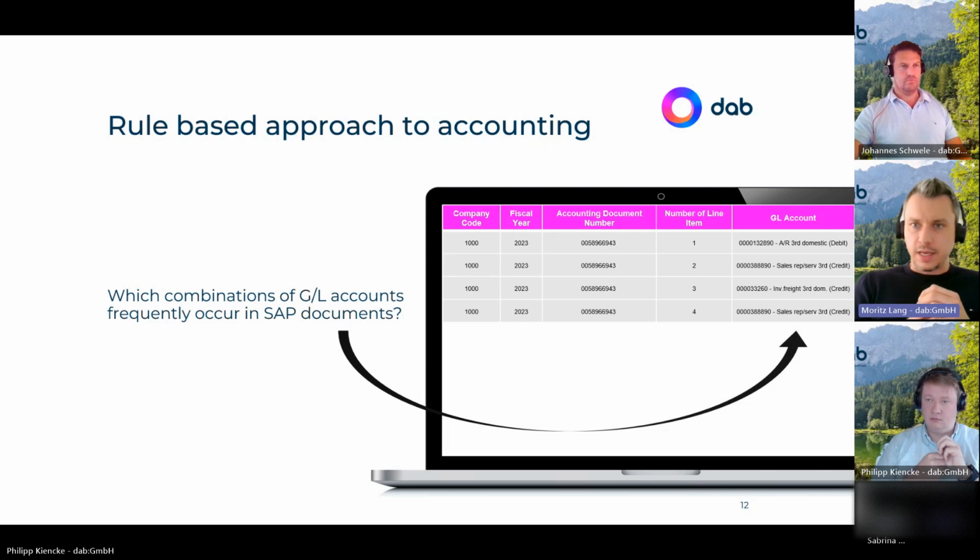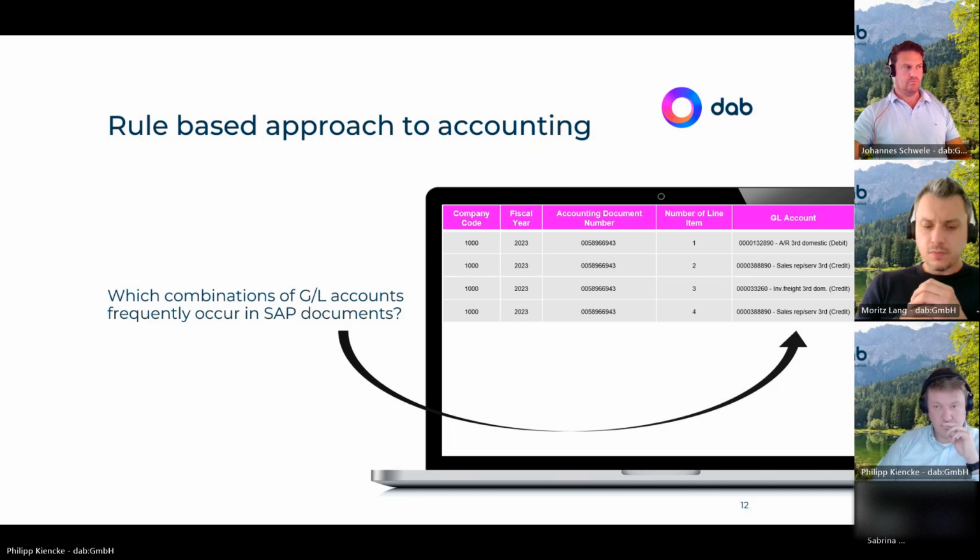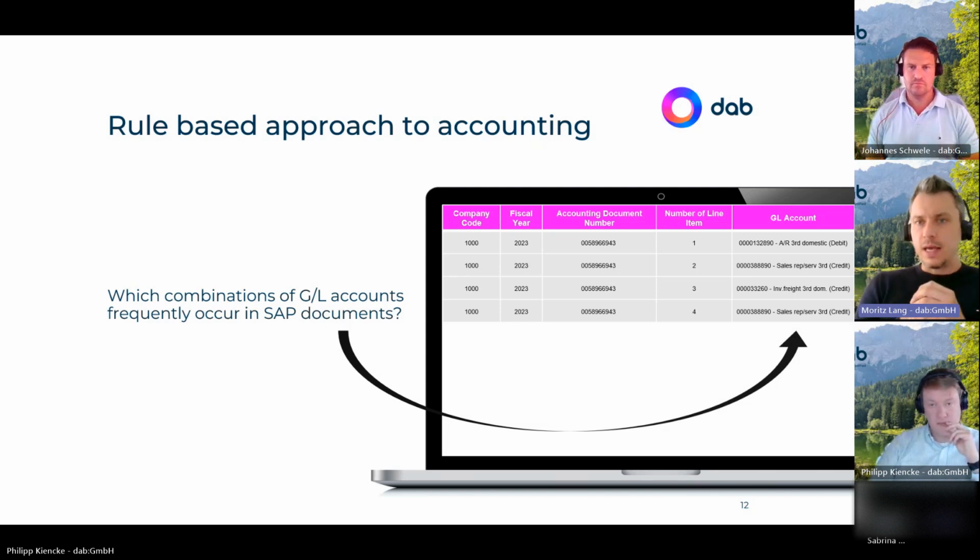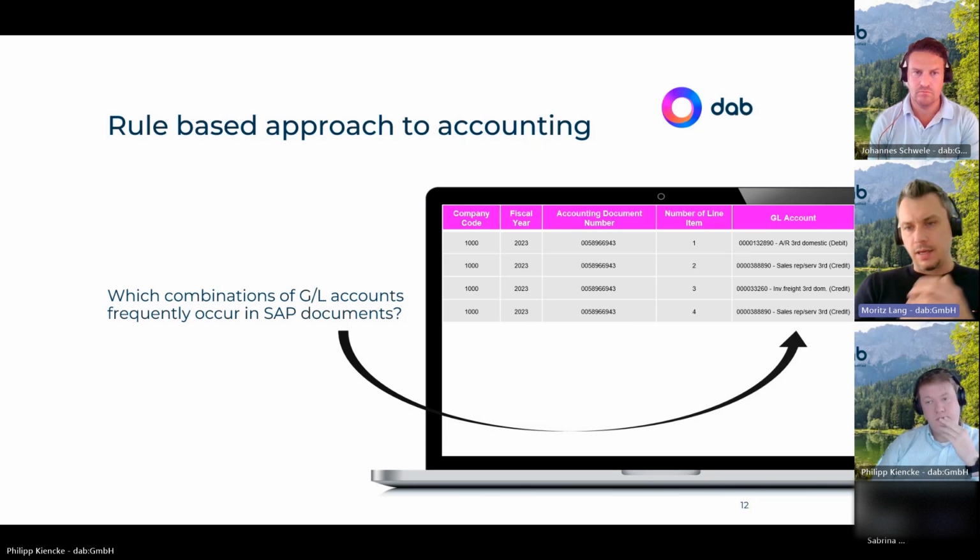So the first, this AR third domestic, is an accounts receivable account for third-party domestic customers. The next GL account, the sales rep serve third, is a revenue account reflecting the company's income. Then we have the freight third domestic, an account for freight charges billed to customers. And in the last line item, line item number 4, we have again that sales rep serve as in line item number 2.